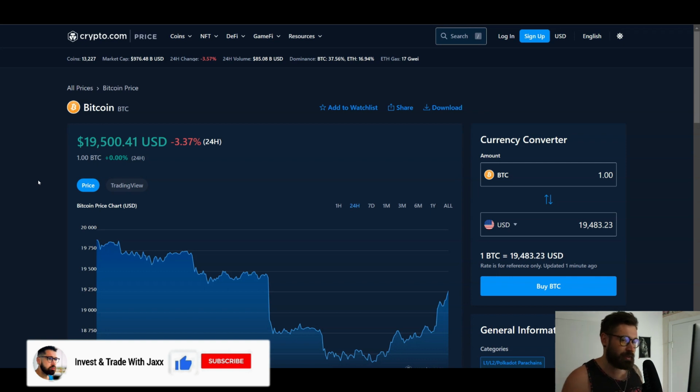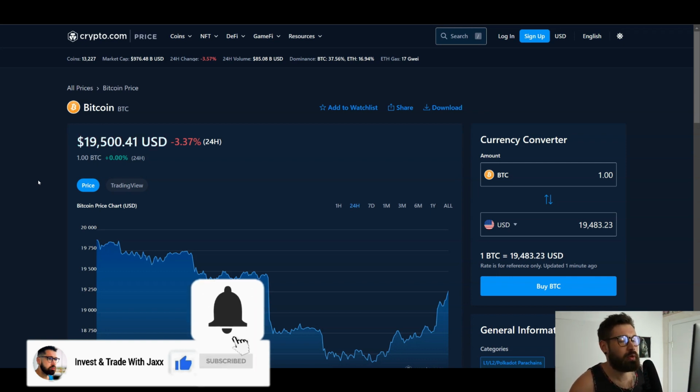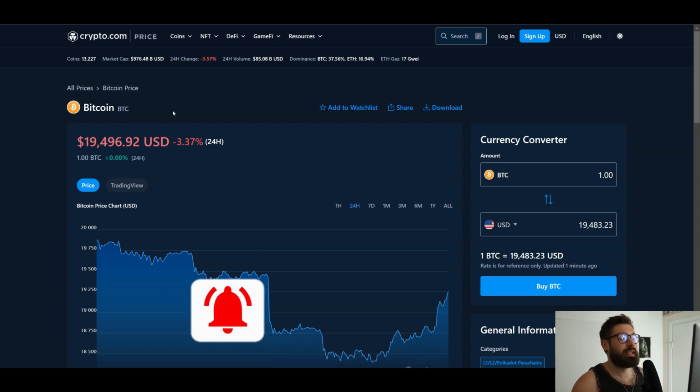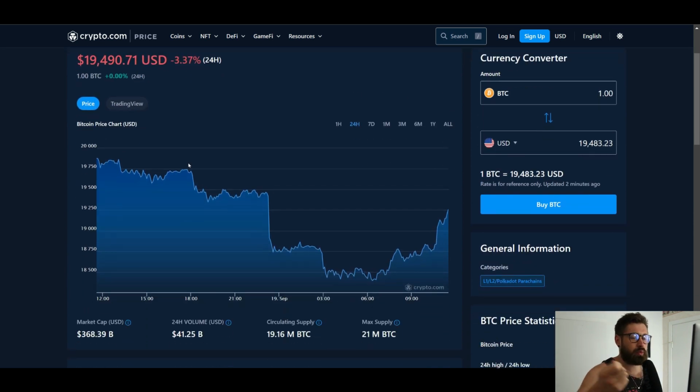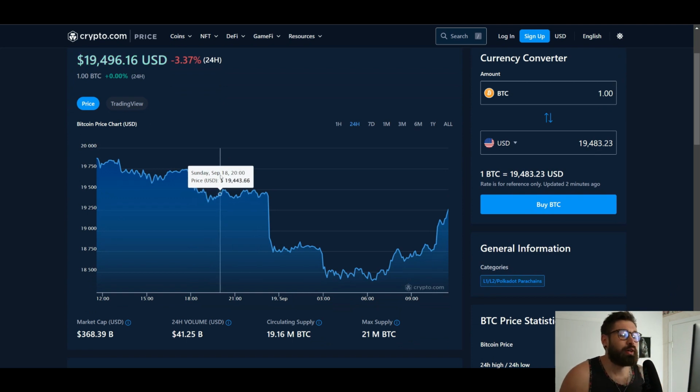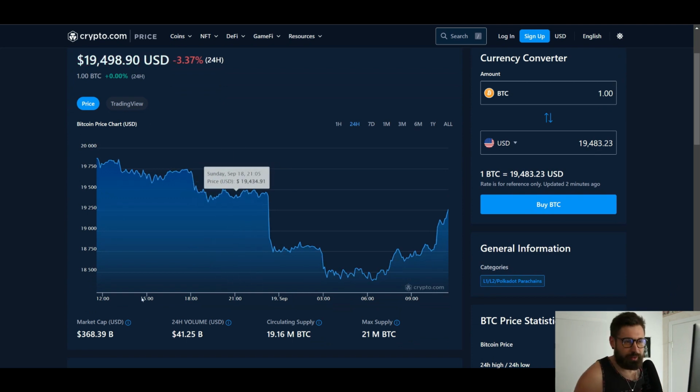We've gone to Dumpy Town for our friend Bitcoin, the rest of the market. We're going to get into it. Currently we're sitting at 19.5K, down 3.37% on the day. Seeing market cap of 368 billion. 24-hour volume, 41.25 billion.